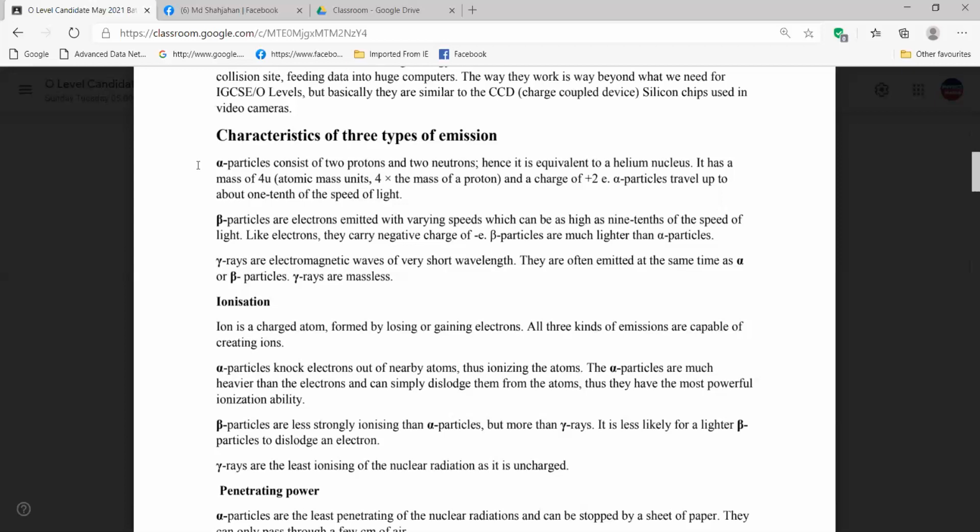Beta particles are much lighter than alpha particles. Minus E means electrons. It has one value, that is 1.6 into 10 to the power minus 19 coulomb. So that in symbol is shown as E. Is it clear? Yes, sir. 1.6 into 10 to the power minus 19 coulomb is the charge.